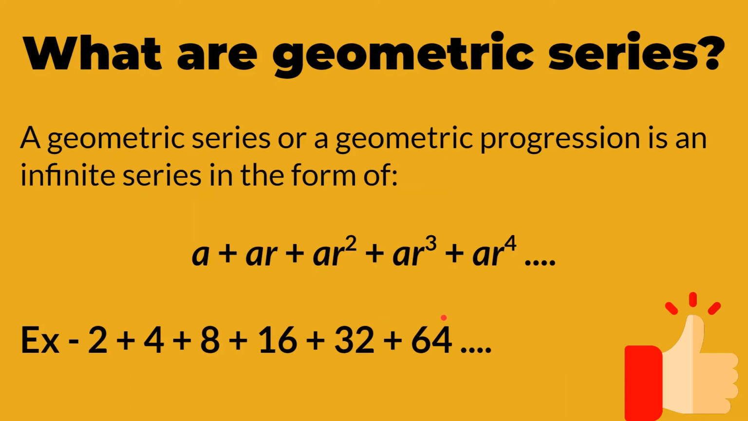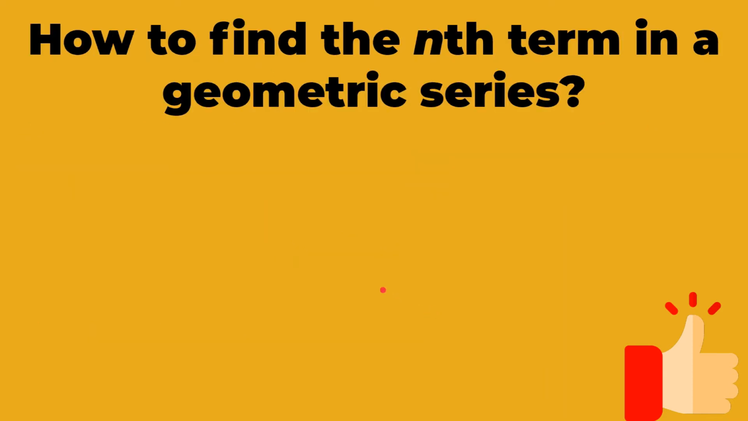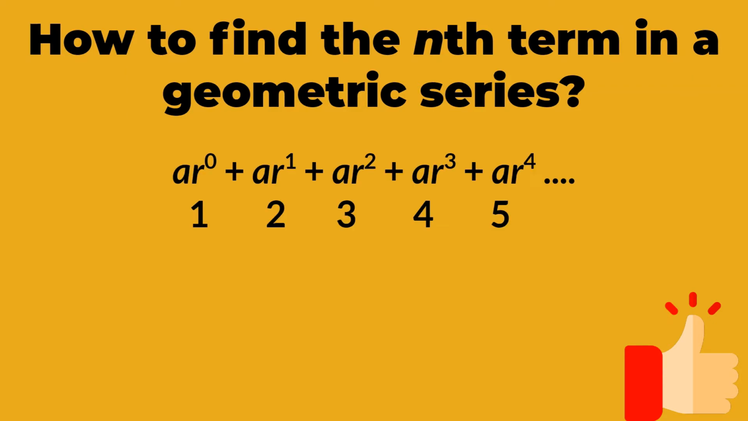Now let's see some interesting formulas about it. So first we will find how to find the nth term in a geometric series. That is, if you are asked to find the hundredth, or not hundredth, suppose tenth, then you won't sit and add and add and add, or multiply and multiply for each term. There is a simple formula. Let's see how it is derived.